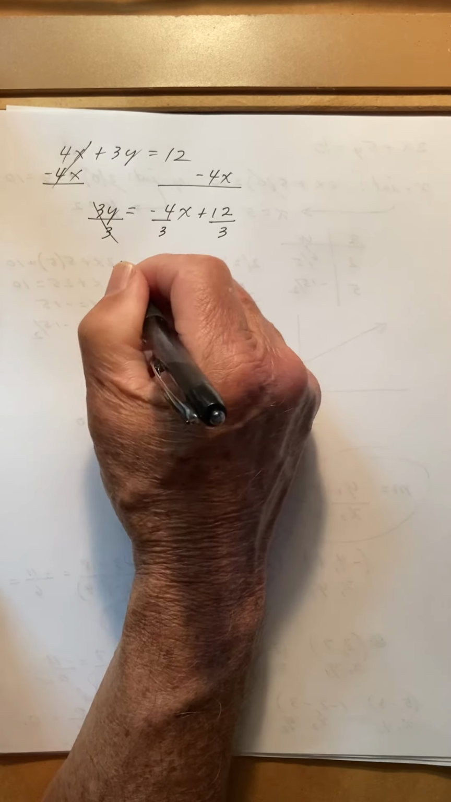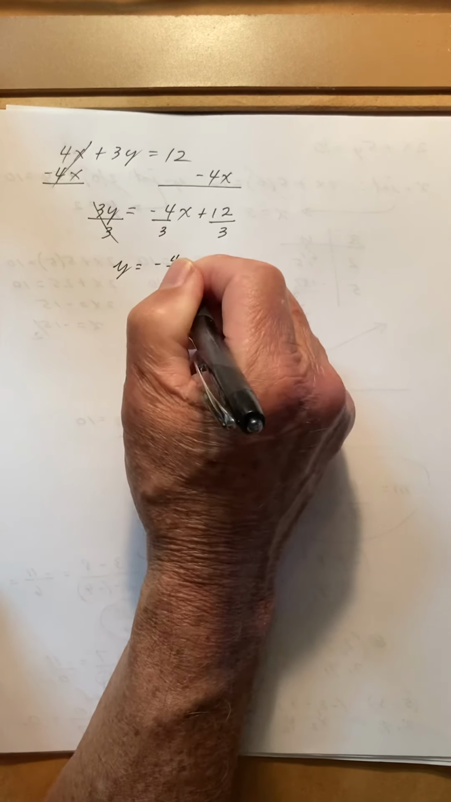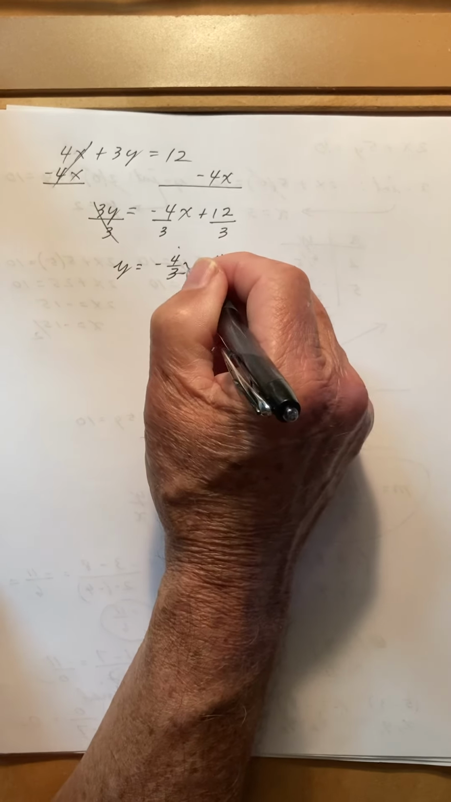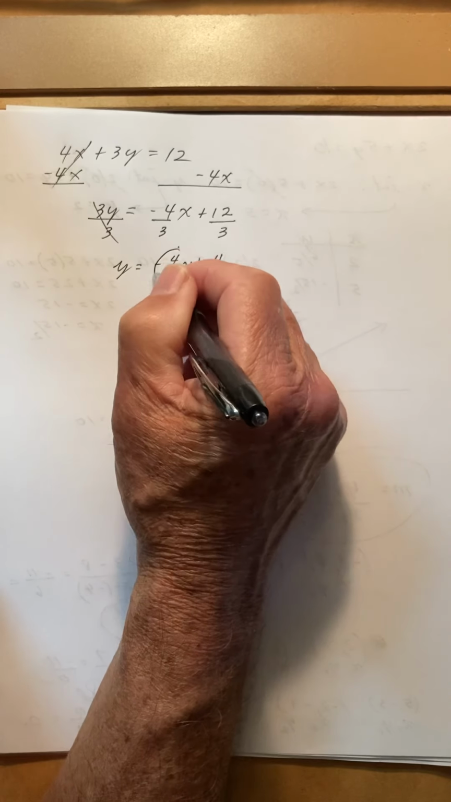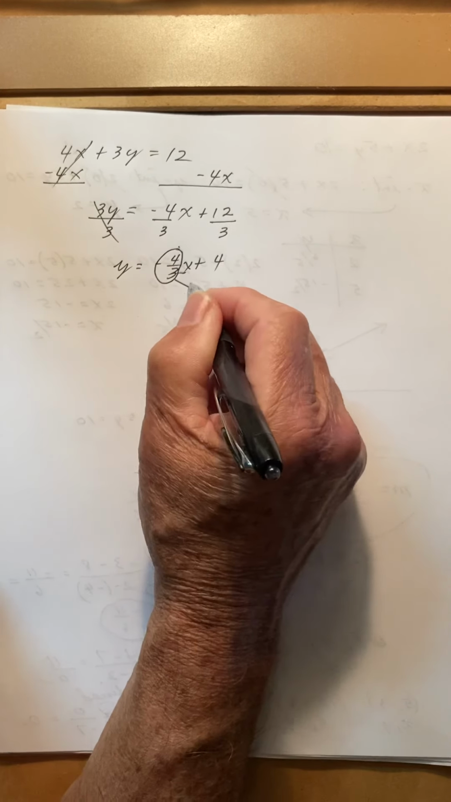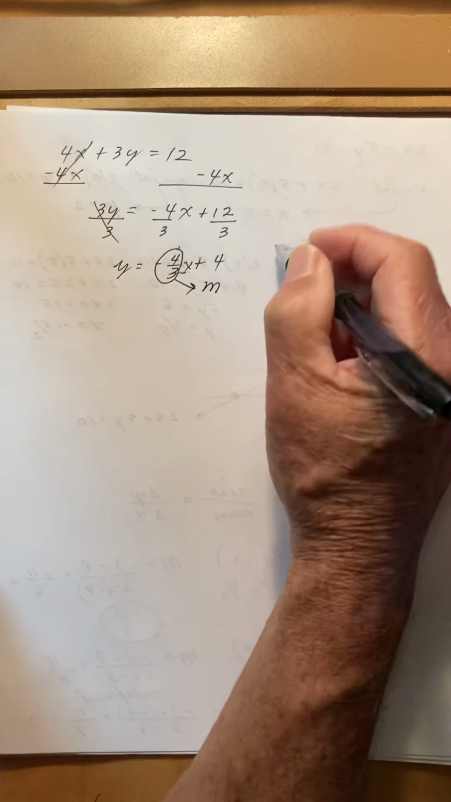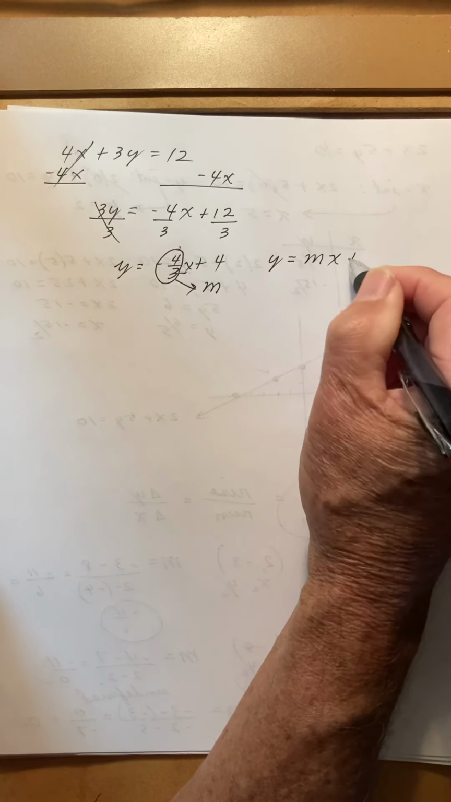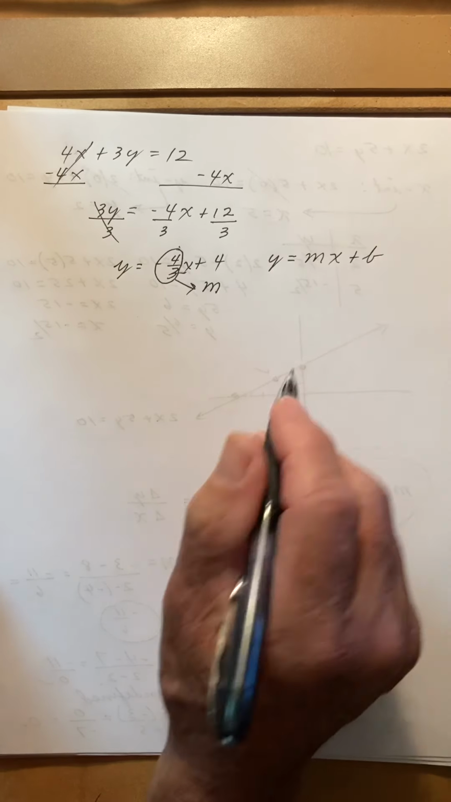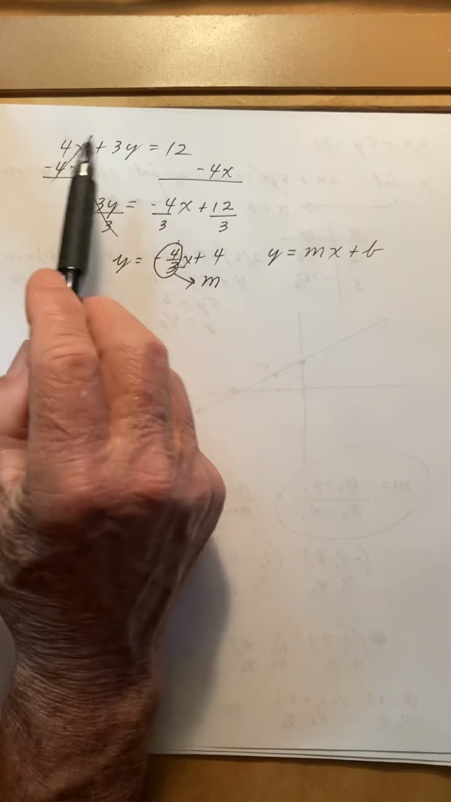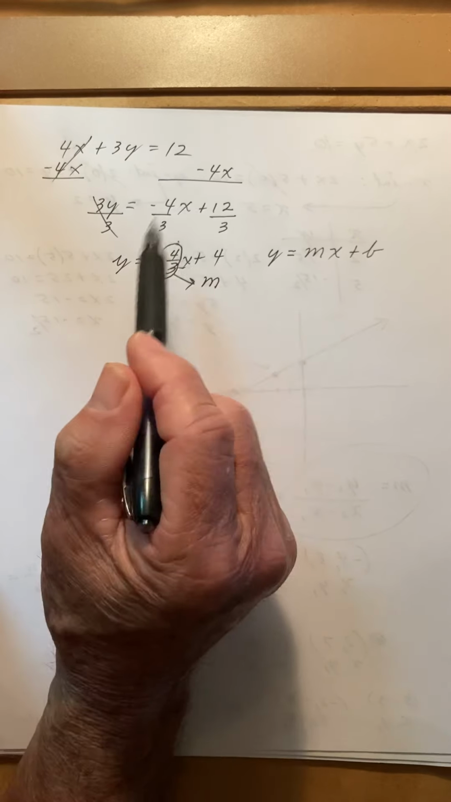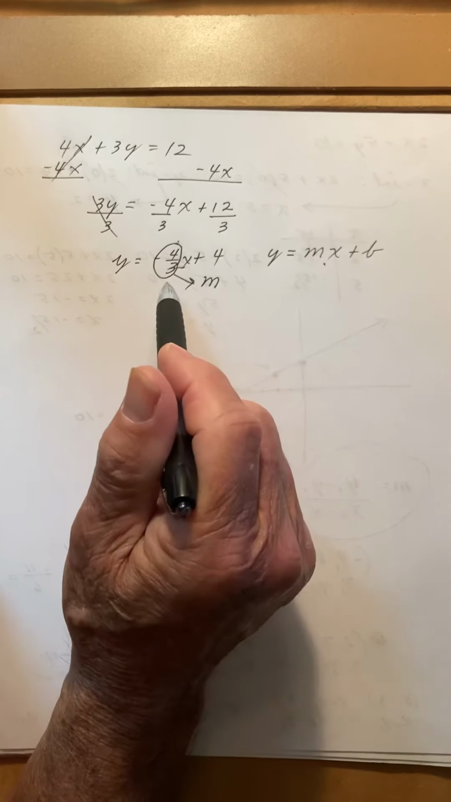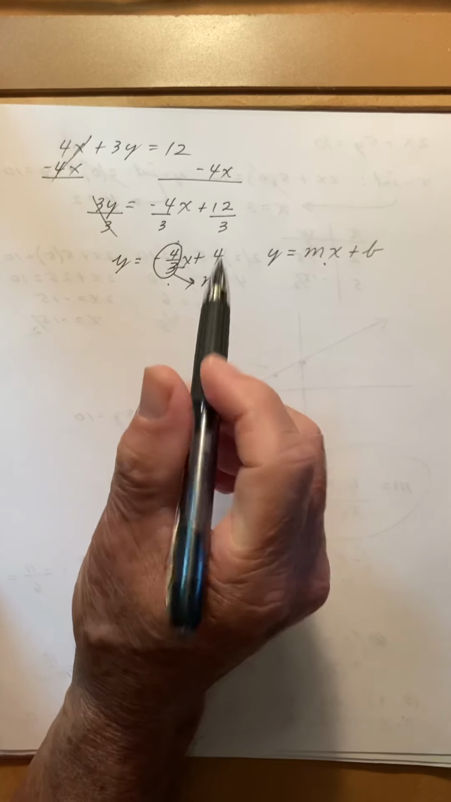and we get y equals negative 4/3 x plus 4. And the negative 4/3, that happens to be your slope, m, because this is what we call the slope-intercept form, y equals mx plus b. So anytime you have an equation that's not solved for y, if you solve for y and get it in this format, you'll have the slope by looking at the number in front of the x.